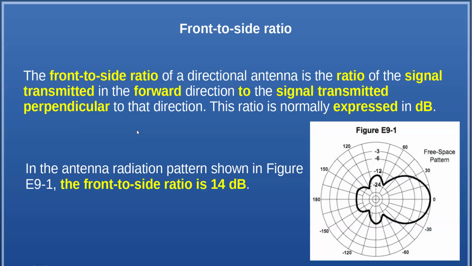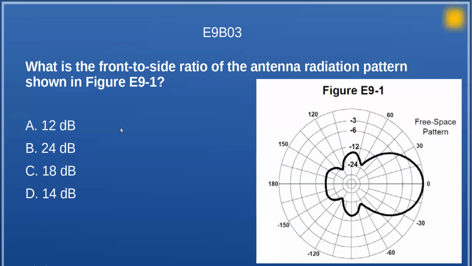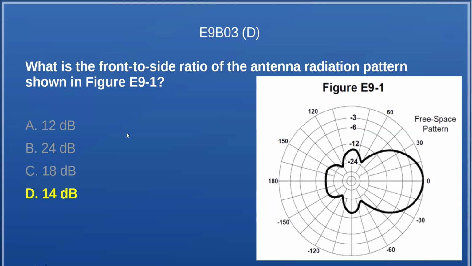Front to side ratio. So in this one, what's our front to side ratio? Kind of close to 12. So 14, not 12, not 18. Yeah, it's best guess. So what do you think it is? Delta. Delta.